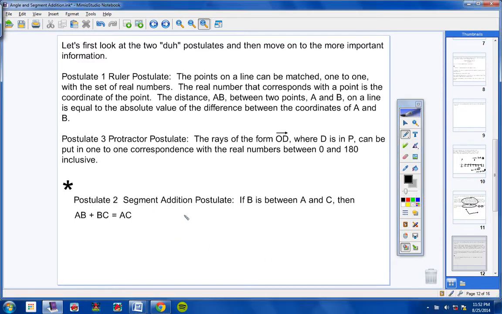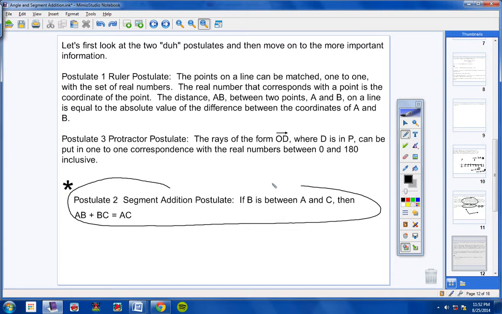Now, this postulate here is real important, so please copy this in your notes. This is called postulate number 2, segment addition postulate. By the way, students, I will never make you fill in the blanks on any of this part here, okay? Whatever you have to fill in the blanks in will come from this part over here, okay? So postulate 2, which is called the segment addition postulate, reads as follows. If B is between A and C, then AB plus BC equals AC. Now please copy this in your notes.